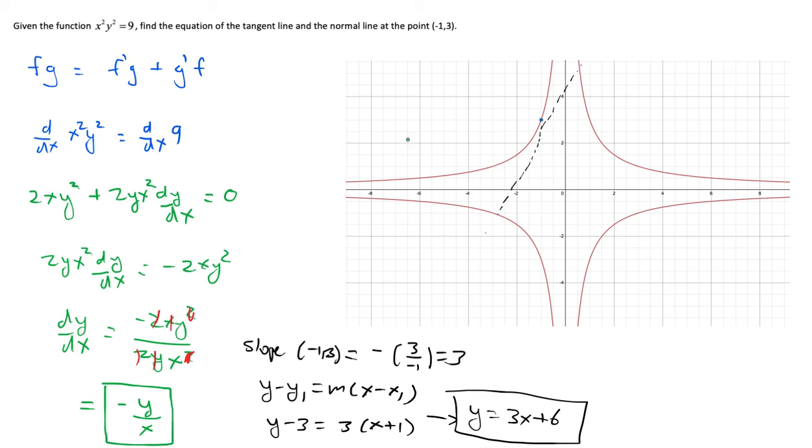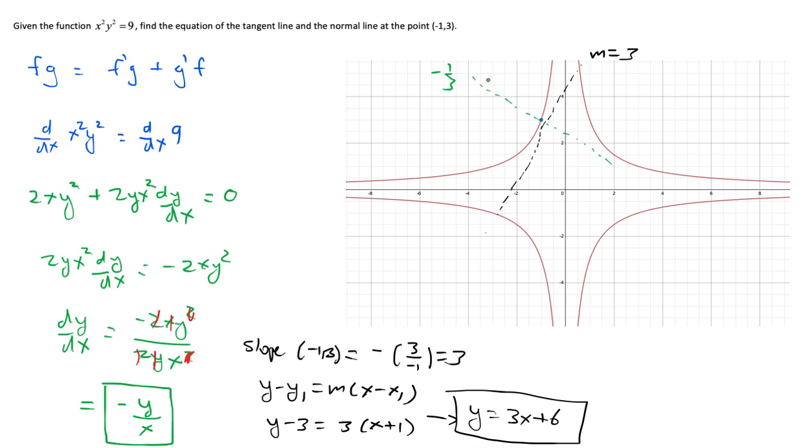What's the normal line? The normal line is perpendicular to the tangent line. So it's the same point, (-1, 3). But wait a minute. What do we know about the slopes of perpendicular lines? They are negative reciprocals. So if the slope of the tangent line here is 3, what is the slope of the normal line going to be? It's called normal or orthogonal. The negative reciprocal, -1/3.